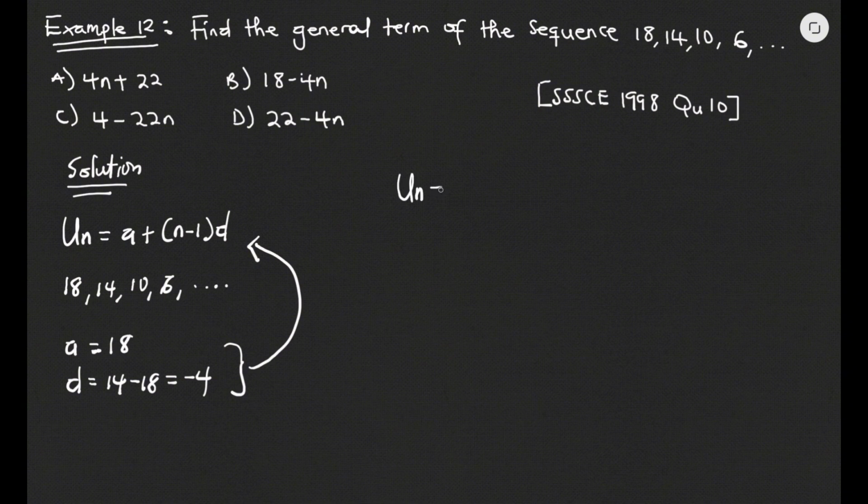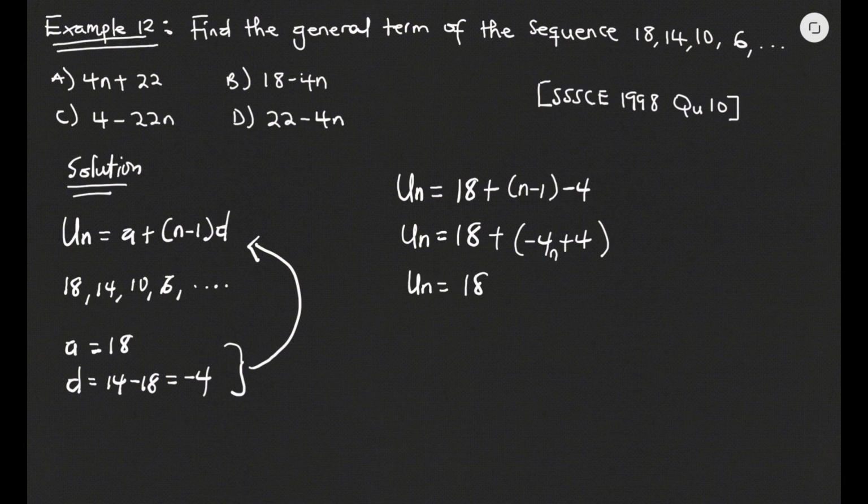So un is equal to a, in this case 18, plus n minus 1 multiplied by d, which is negative 4. So I have un is equal to 18 plus negative 4 multiplied by n, which will give me negative 4n. Negative 4 multiplied by negative 1 will give me positive 4. Sorry, this will be negative 4n. Okay, so the n is there. So the un over here is equal to 18 minus 4n plus 4, as we can see over here.